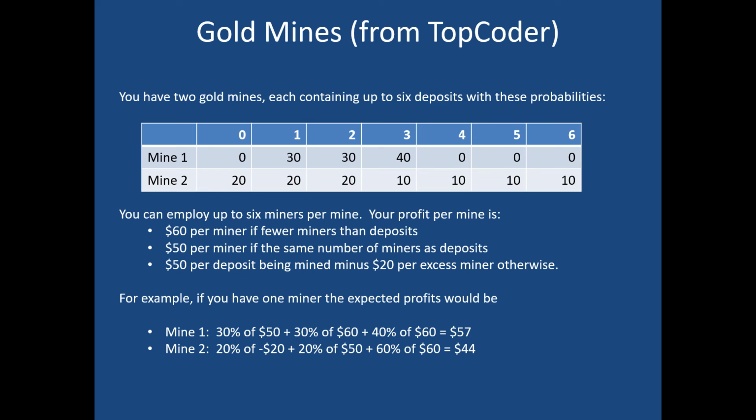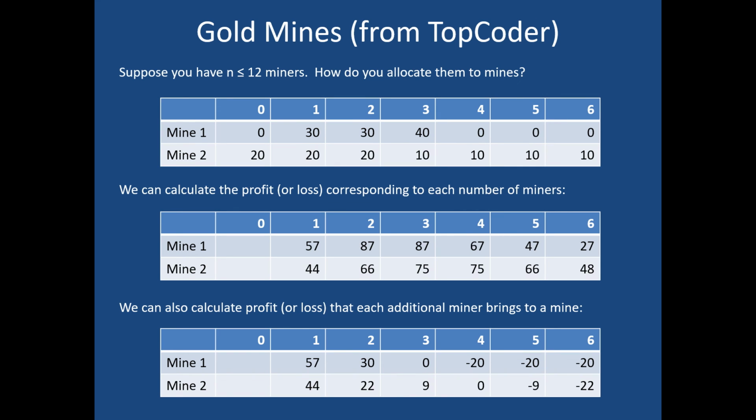Anybody have a specific recommendation for a greedy choice? Because it's not always obvious, and it's certainly not obvious in this case. Okay, in this case, you need to do a little pre-processing. So that's the original data up there. Our question is, you're given n miners, and you're supposed to decide how to allocate them to mines.